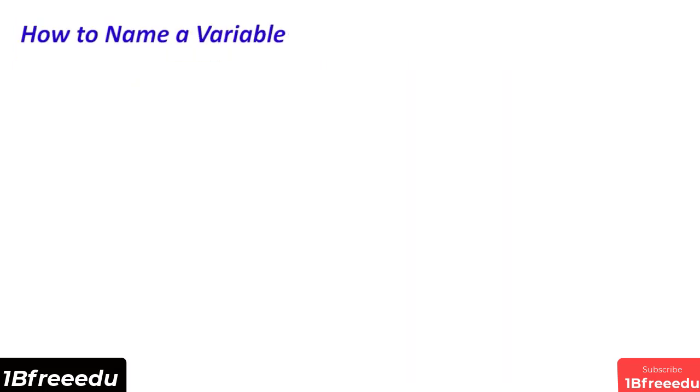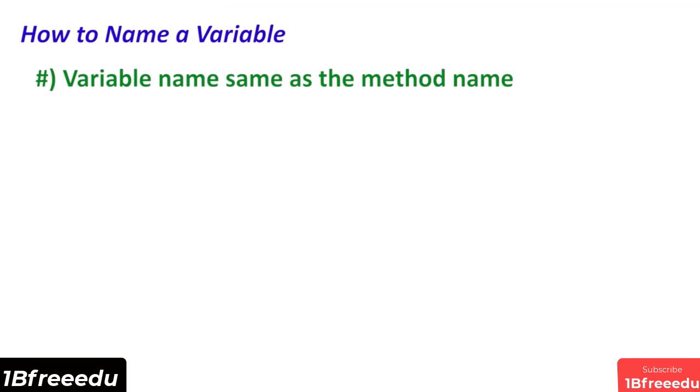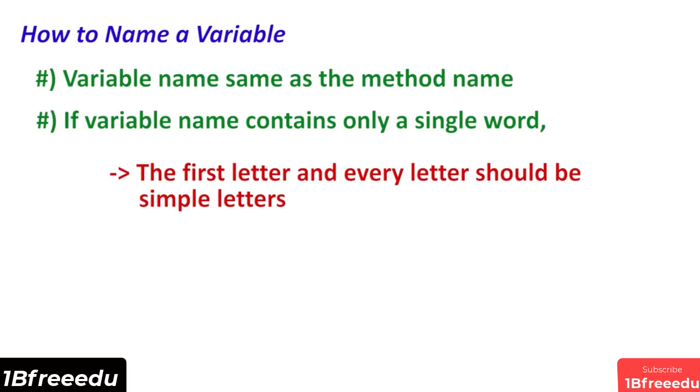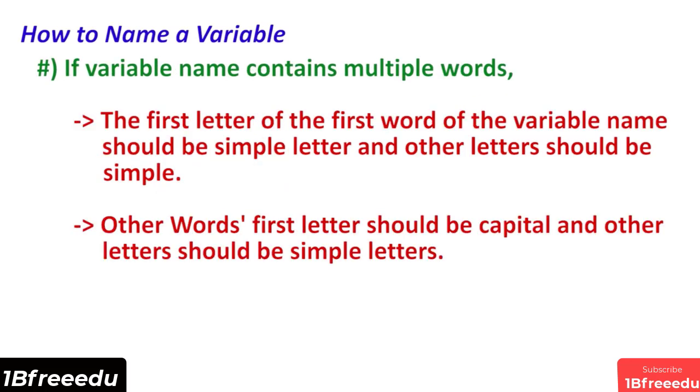Next, I will explain how to name a variable. Variable names follow the same rules as method names. For example, if the variable name contains only a single word, the first letter and every letter in the variable name should be simple letters. For example, number, greeting. But if the variable name contains multiple words, the first letter of the first word should be simple and in other words, the first letter should be capital and other letters should be simple.